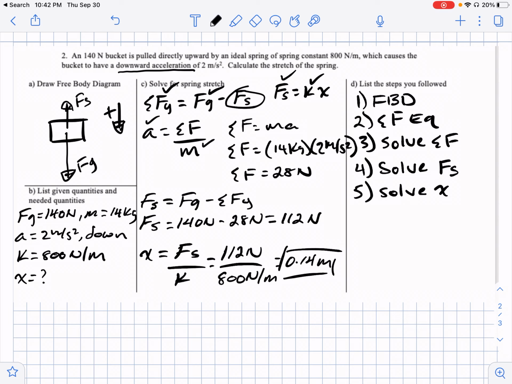So in these problems, it's really good to write down all this information. Make your free body diagrams, make your net force equations, write down what the problem gave you and what you're looking for, and that'll help you in identifying the different equations that you're going to need to solve the problem that you're working with.